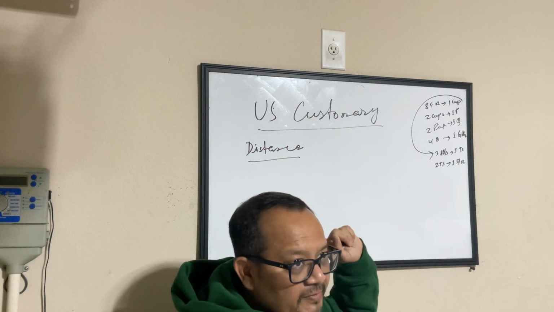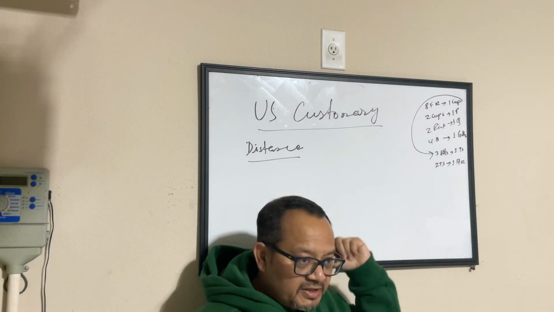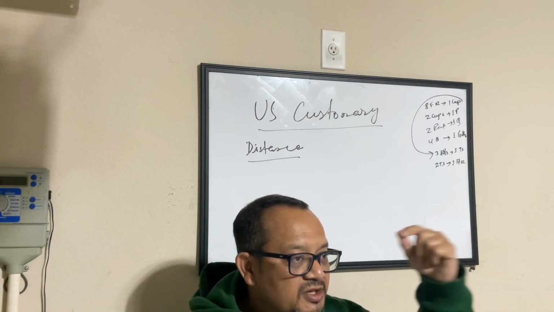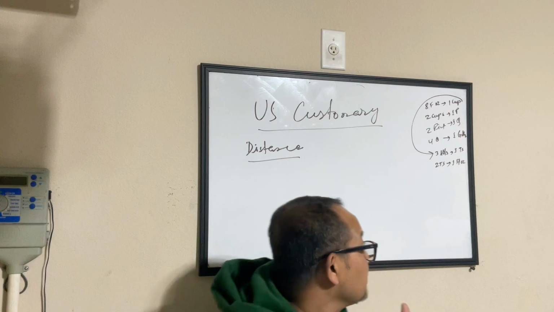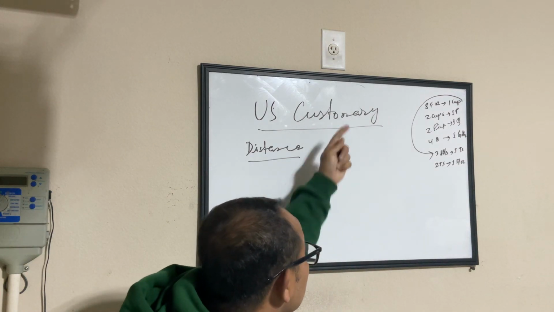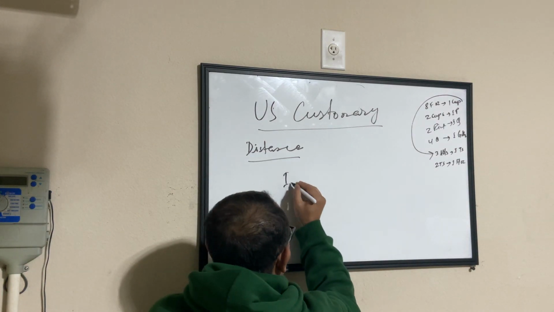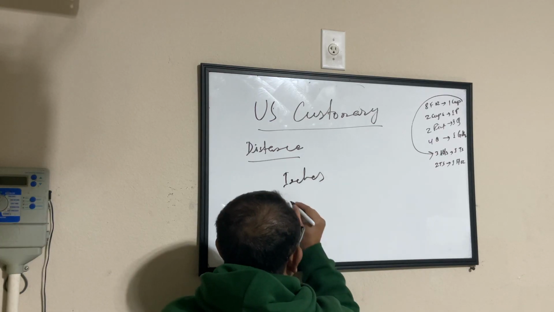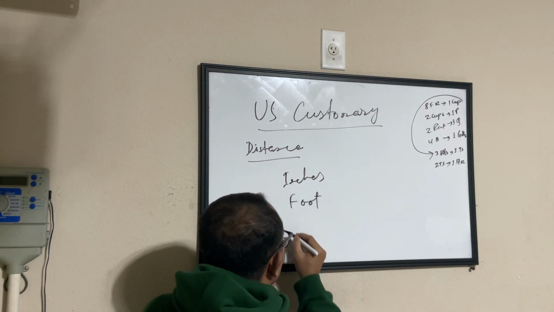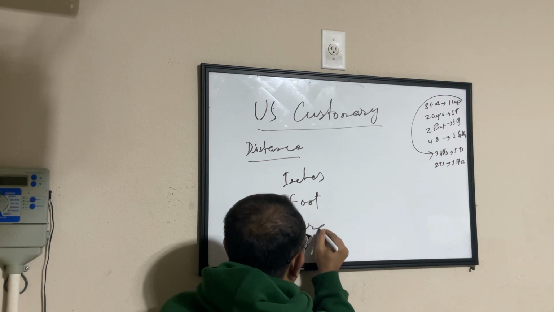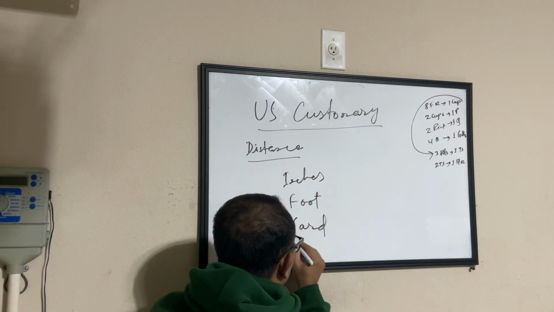So when it comes to distance in the metric system, we talked about millimeter, centimeter, decimeter, meter, decameter, hectometer, kilometer. Now when you're talking about distance in the customary system, it starts with inches, foot or feet depending on singular or plural, then yard and then miles.